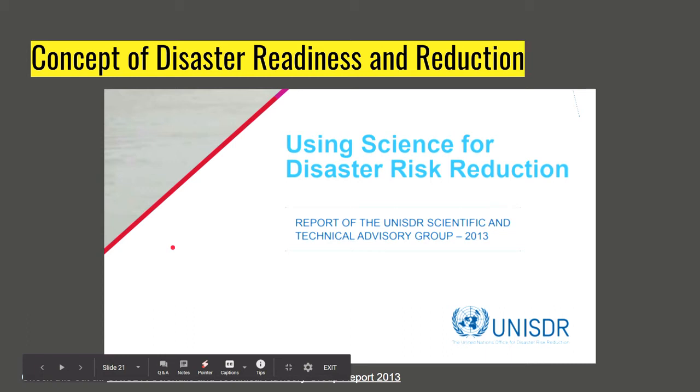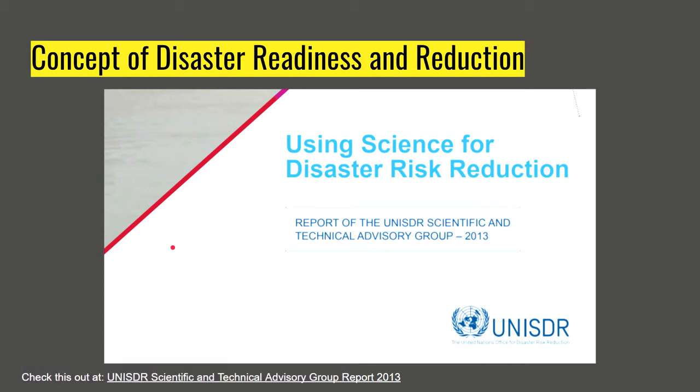Now, the best way to come up with disaster risk reduction policies and proper implementation of those into disaster risk management is to use science in decision making. And I'm glad to read that the United Nations Office for Disaster Risk Reduction published this report in 2013 entitled Using Science for Disaster Risk Reduction, Report of the UNISDR Scientific and Technical Advisory Group. Okay, you can access this. I'll provide the link in the description below.